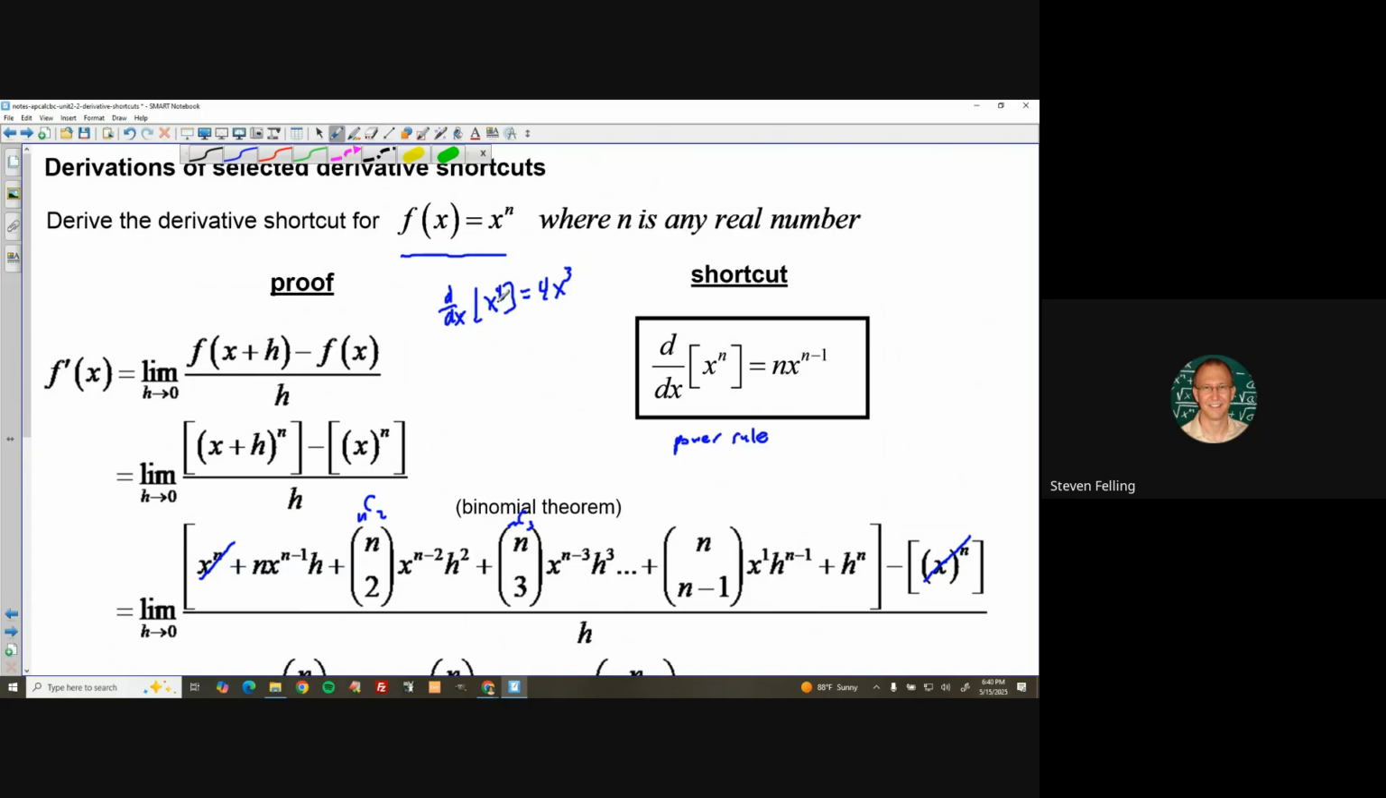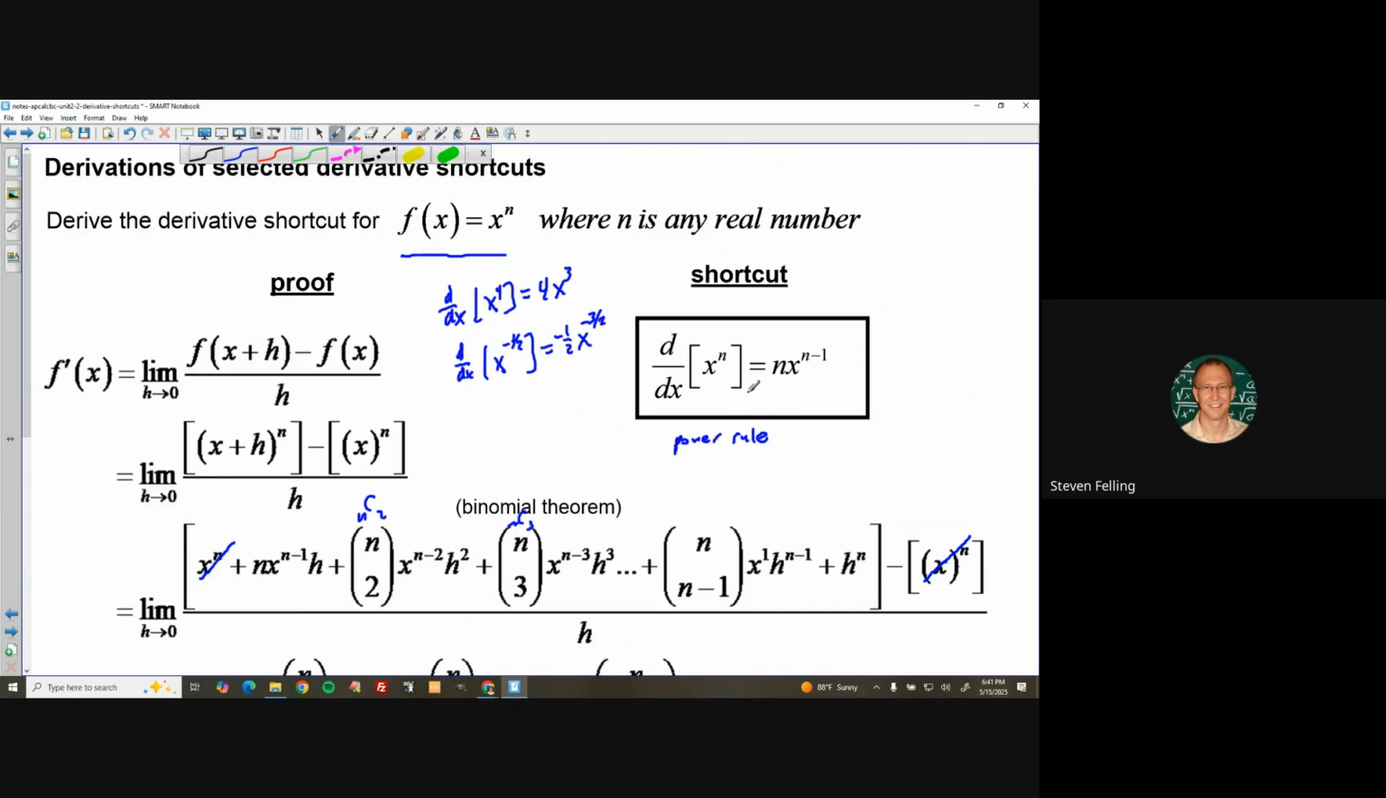And this works for non-integer values too. Let's say that you have the derivative of x to the, well, let's make it like negative 1/2. That means you would bring the negative 1/2 down, negative 1/2, x to the negative 1/2 minus another 1 would be negative 3/2 power. So you can use this rule with non-integer n's. It's fine to use that with any power.